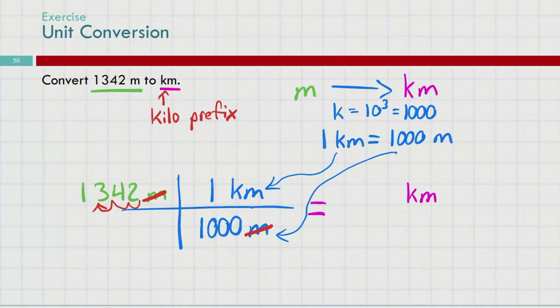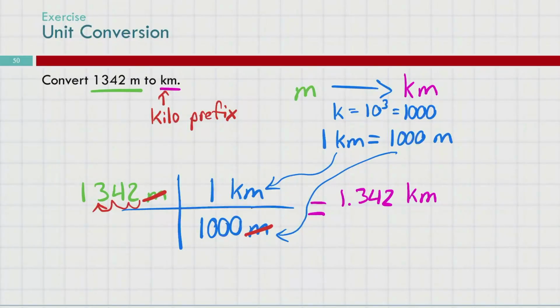So this is going to be 1.342 kilometers. All of our metric prefix conversions are exact, so we don't have to worry about significant figures. We just rewrite the numbers, shift it over.